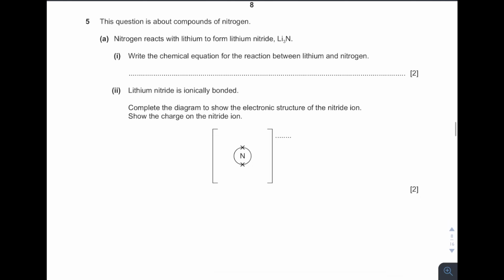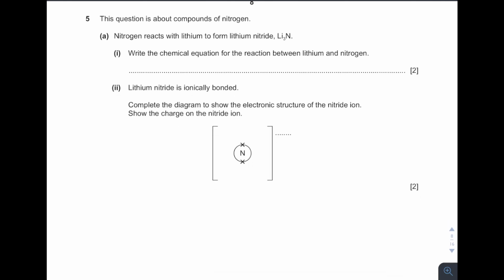Then next one. Given this, write the chemical equation. Everything is given here already. We know that nitrogen reacts with lithium to form Li3N. Remember, balance the equation. On the left hand side there is 2N, so make it 2 Li3N. After you put 2 over here, there are a total of how many Li now? Lithium, total 6.